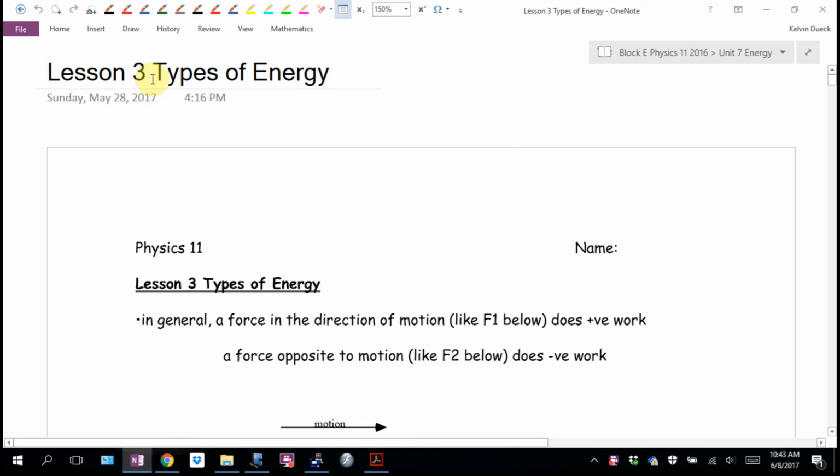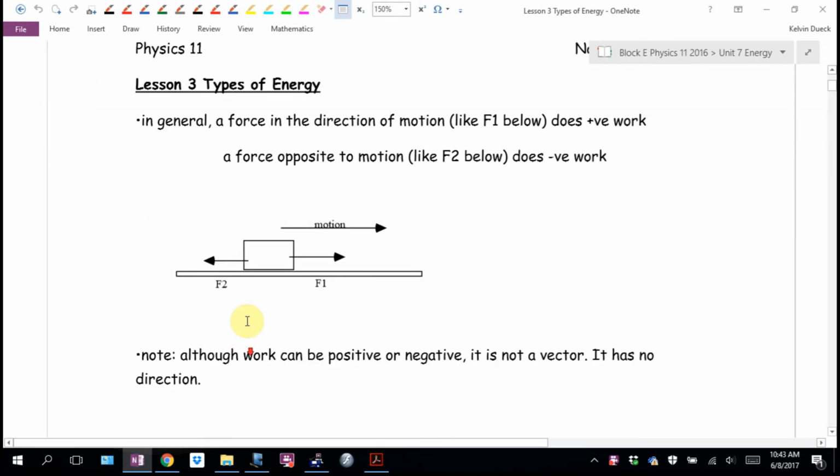I want to talk today about energy and its different types. First of all, I want to make a generalization. In general, a force in the same direction of motion, like F1 here, so if this box is moving to the right, a force in that direction, we call that positive work. A force in the opposite direction of motion, like friction, we call that negative work.